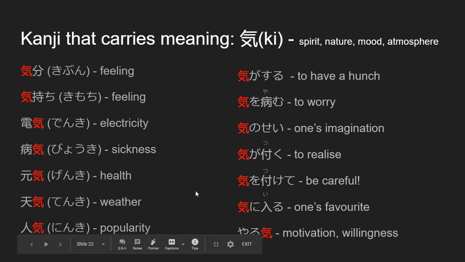So I thought this was a really important kanji just for its meaning. I presume everybody has heard of chi. Chi is, in traditional Chinese culture, that force of any living entity. It's a very Chinese concept, that idea of chi. In Japanese, it's pronounced as ki. It means feeling, spirit, nature, mood, atmosphere. As you see all these words with that kanji, they all carry that same chi element, that kind of sense of force.